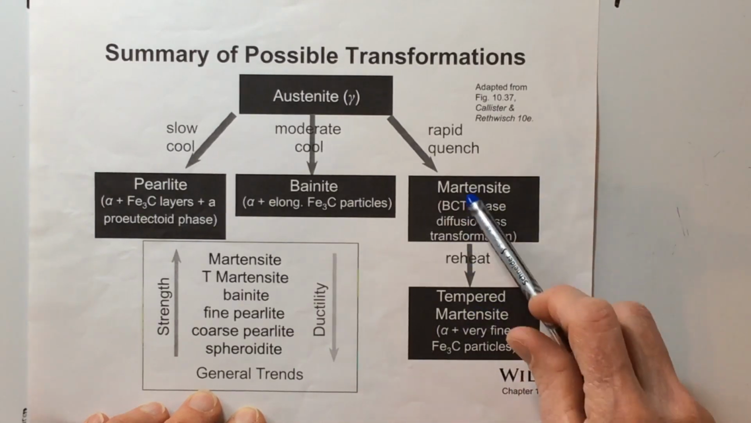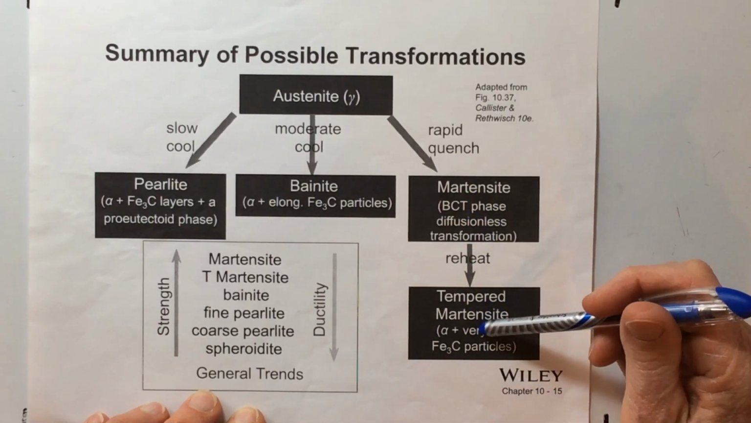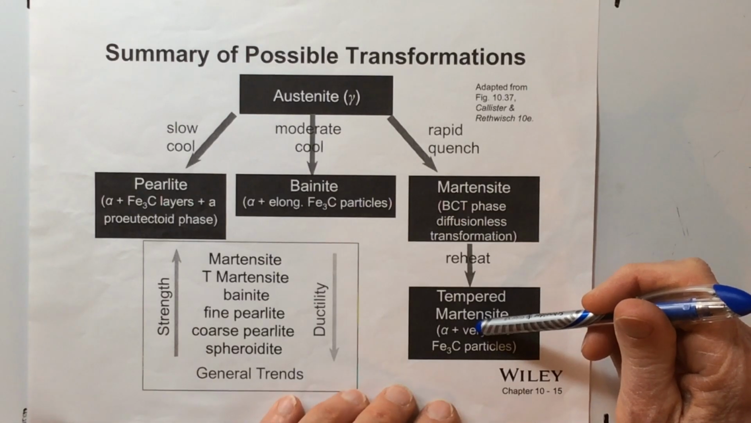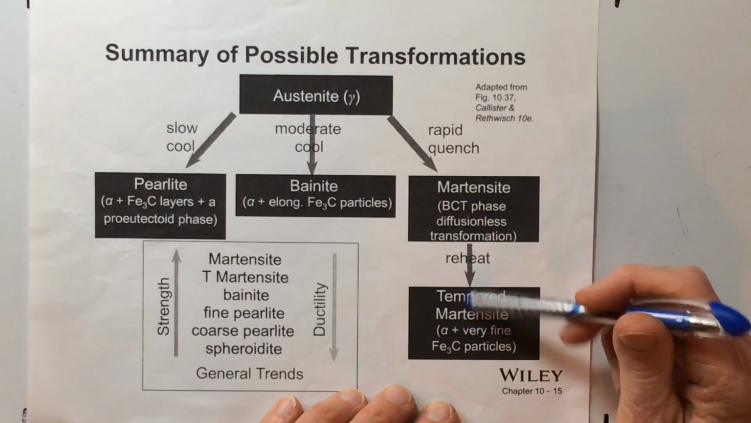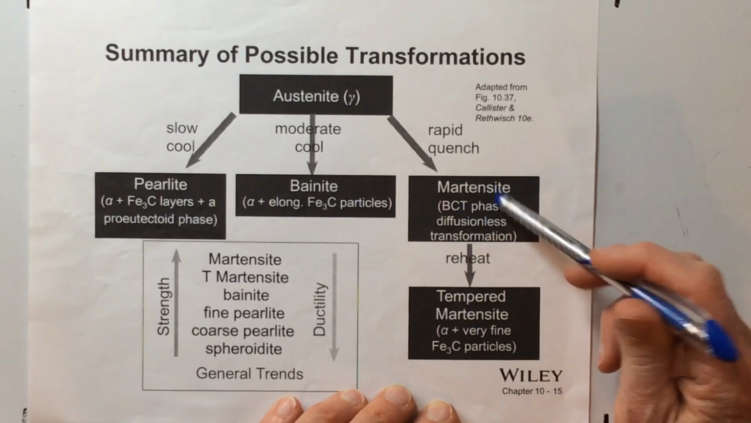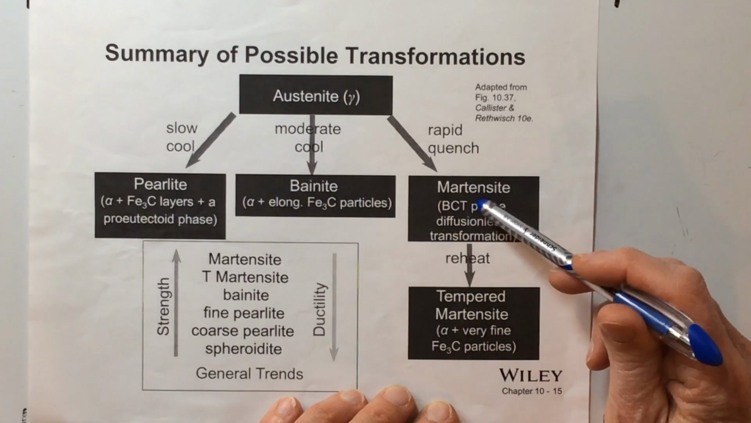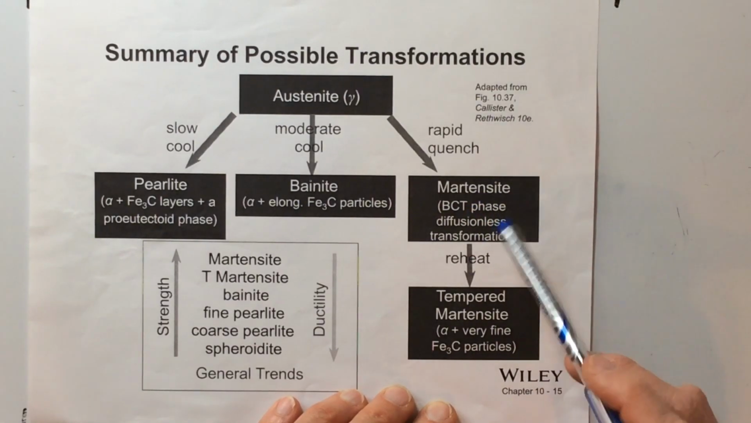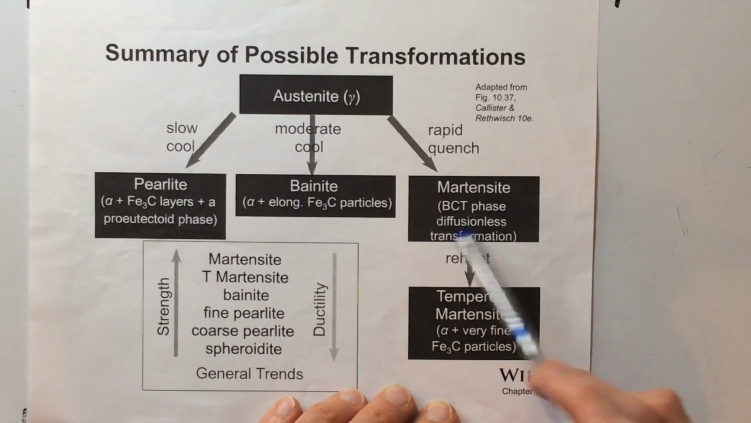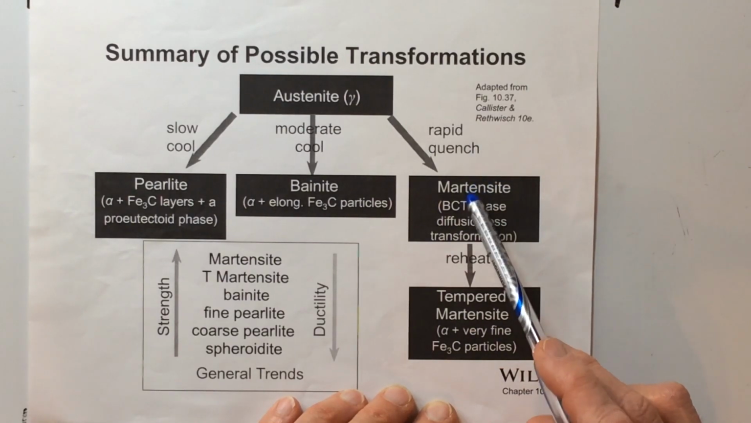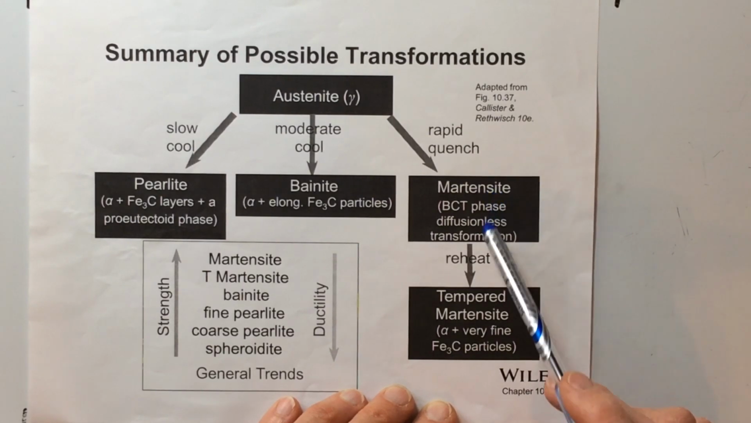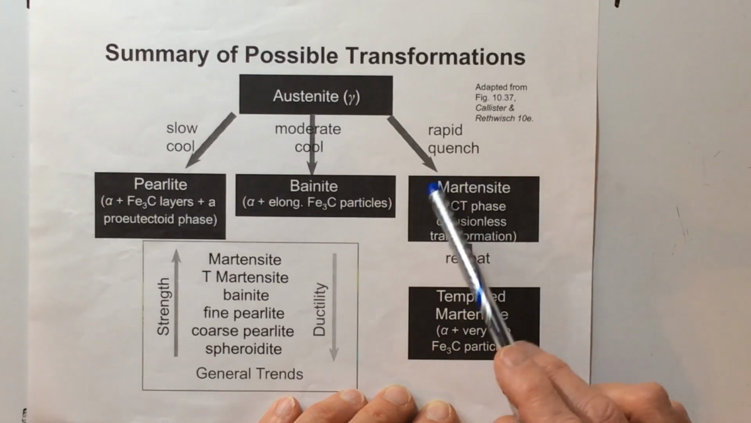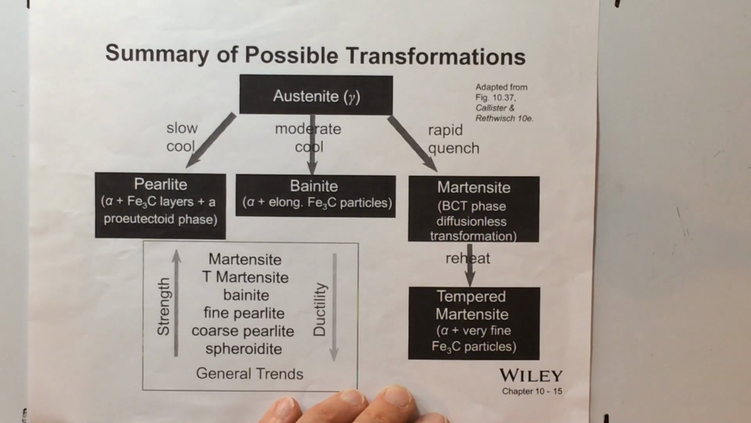So all we're doing is reheating it, kind of softening it up, but we're putting back in place some of the qualities of toughness and ductility, while still maintaining a lot of the strength achieved from this martensite. Now again, this martensite is a completely different phase. It's not an FCC. It's not a BCC. It's a diffusionless transformation. All right, diffusionless. So it takes place very, very rapidly, and it forms a body-centered tetragonal. All right. So there's a summary of the possible transformations.